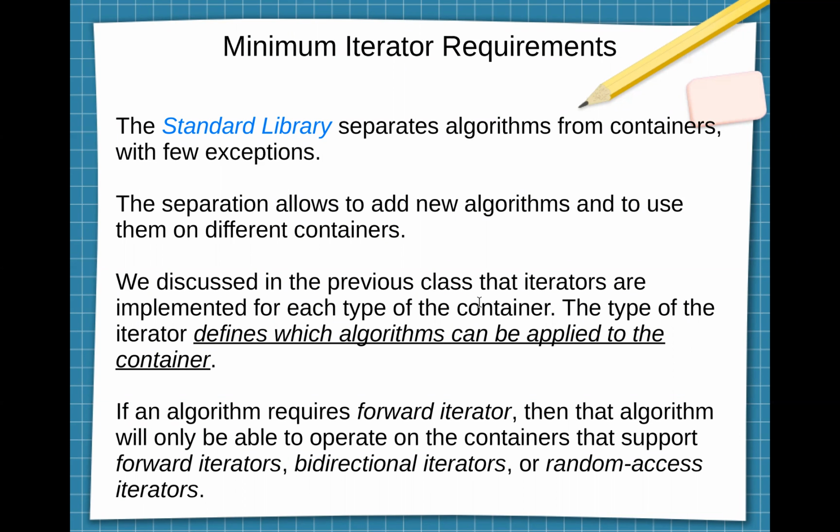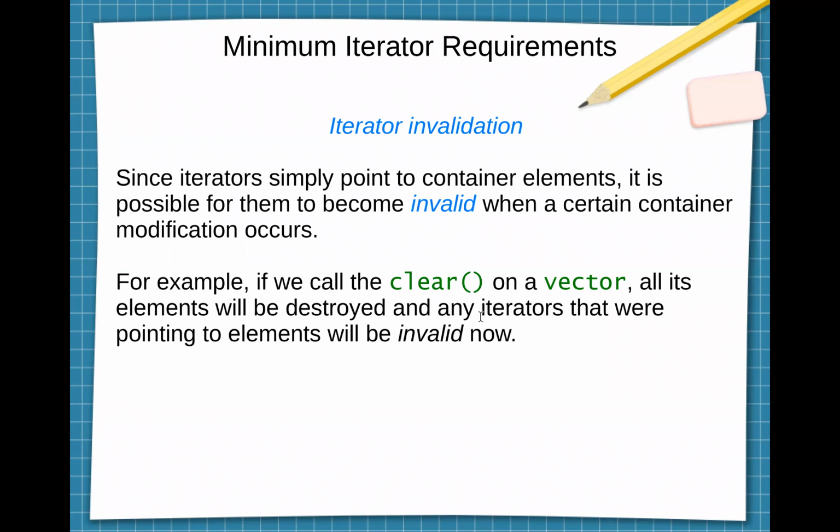Obviously, these represent the requirements from the side of the algorithms to the iterators. Now, since iterators simply point to container elements, it's possible for them to become invalid. So we do have these cases where iterator invalidation happens. A good example would be if we call the clear method on a vector, it means that all its elements will be destroyed, and any iterators that are pointing to elements here or there or somewhere else will be invalid now.